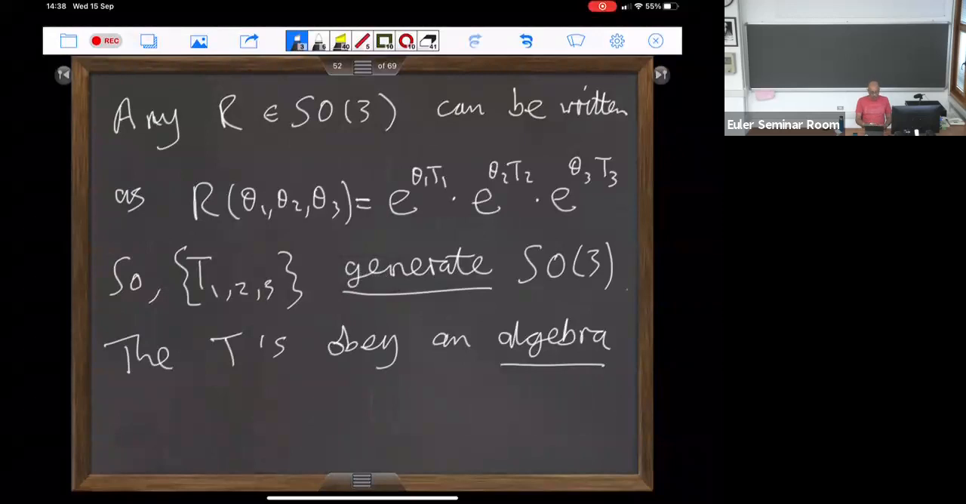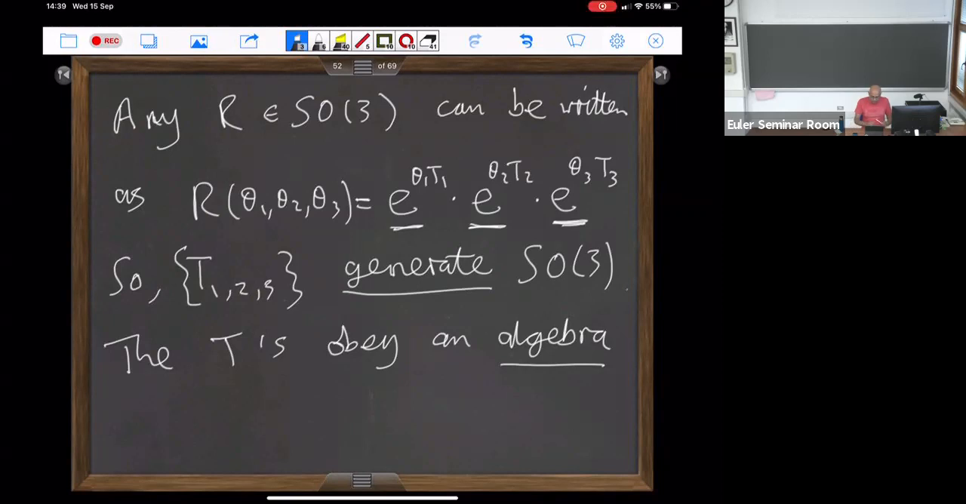Now it turns out that this is all you need to generate any element of SO3. So you'll just start with one of these matrices, some angle theta, and multiply it by another one and another one. So in other words, SO3 is a three-dimensional group.